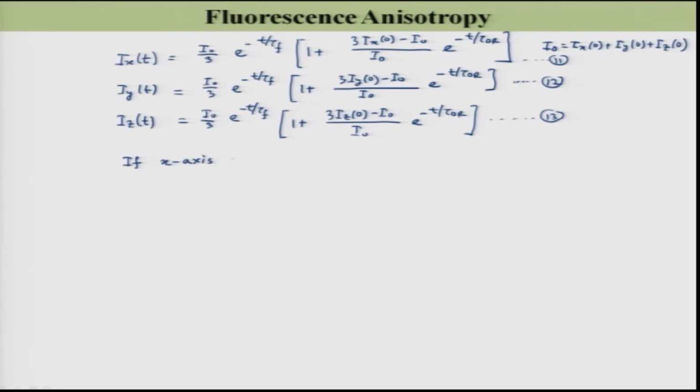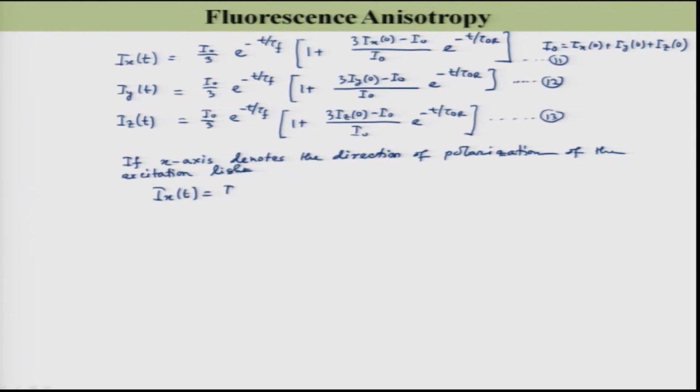So, under that condition, I am writing if x axis denotes the direction of polarization of the excitation light, then I can write Ixt is equal to I parallel t and Iyt should be equal to Izt, which is equal to I perpendicular t.